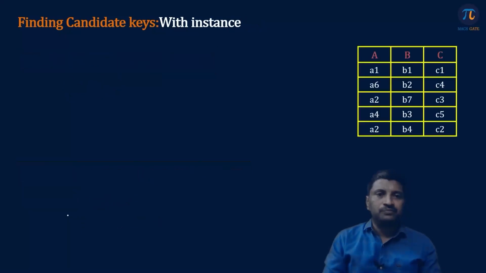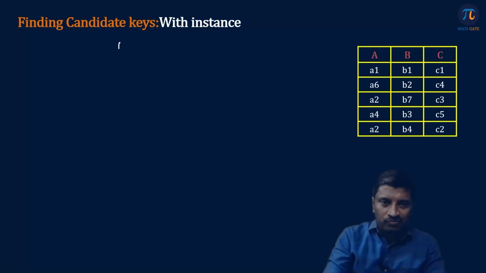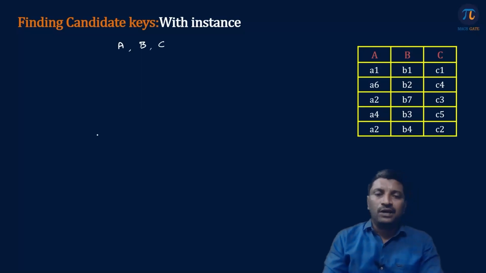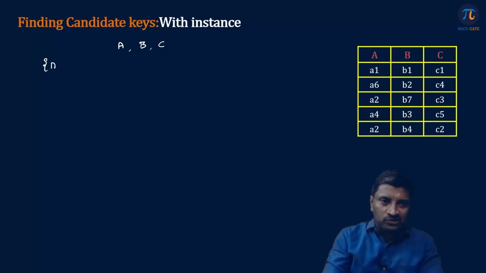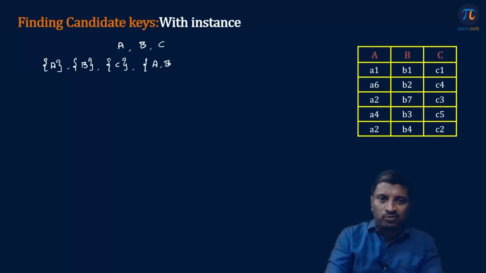Is that clear, sir? The next one is with instance. How to find candidate keys when they are given an instance of the relation. The first step is to identify what are the attributes of the relation. In this example, we have 3 attributes. Now try to write the possible sets of attributes. What are the possible sets of attributes, sir? I can write set A, or I can write set B. We can write set C, or we can write sets with 2 attributes.